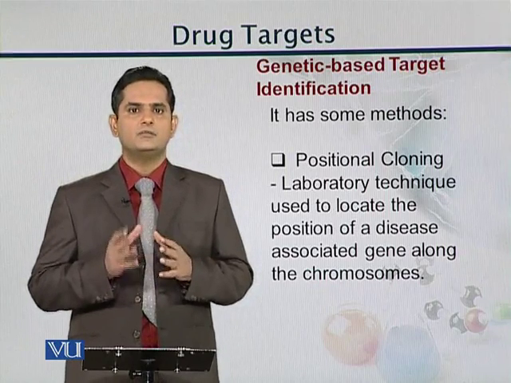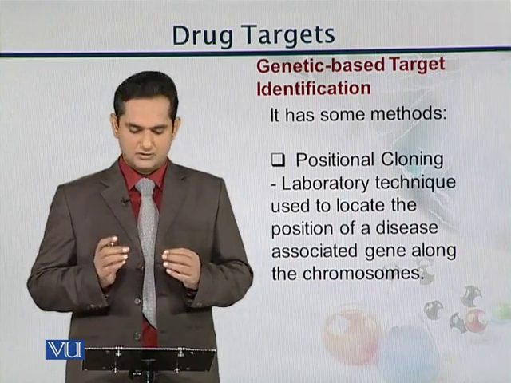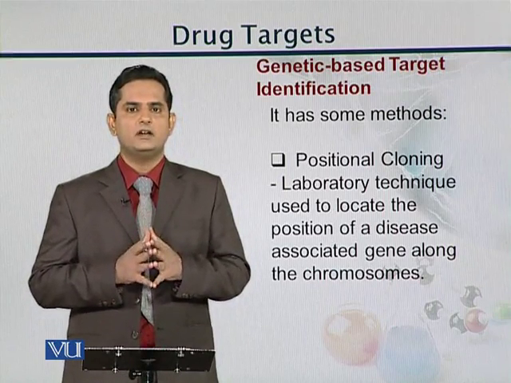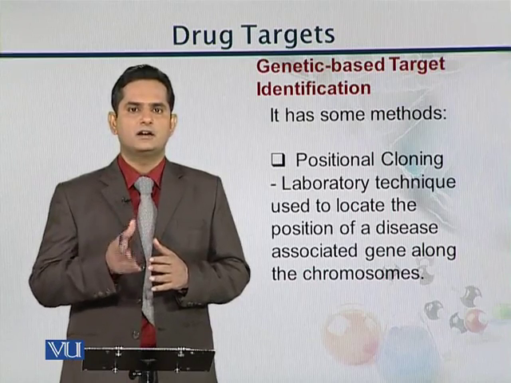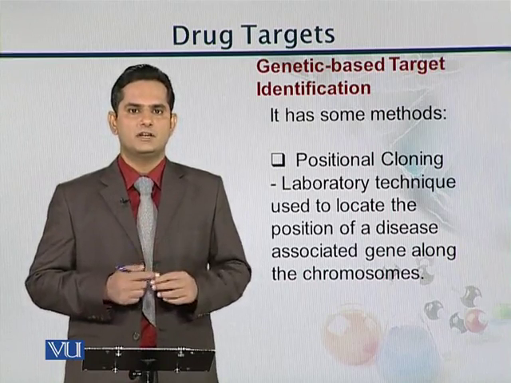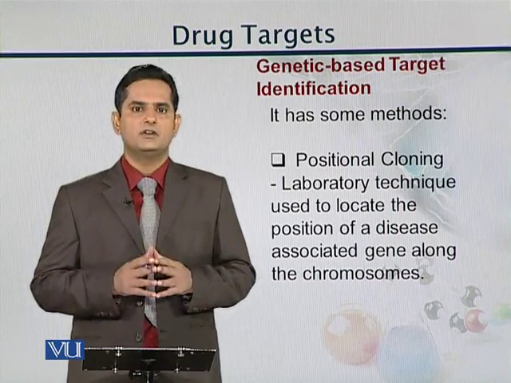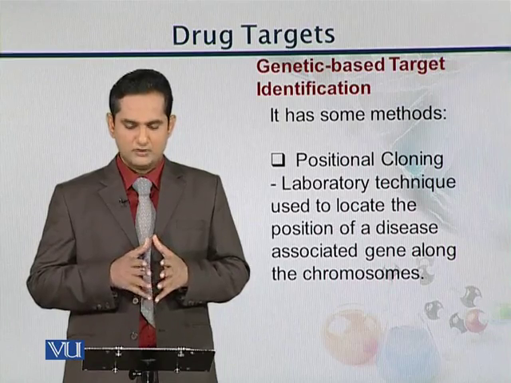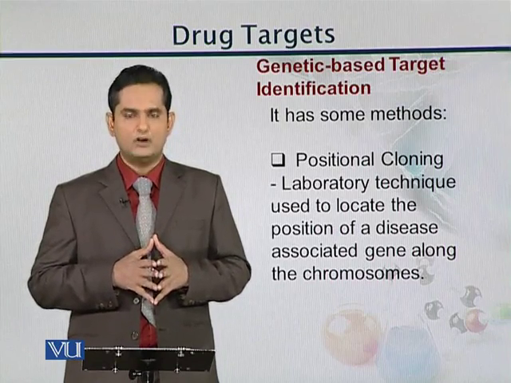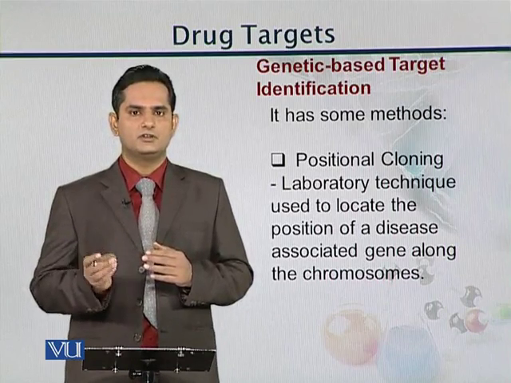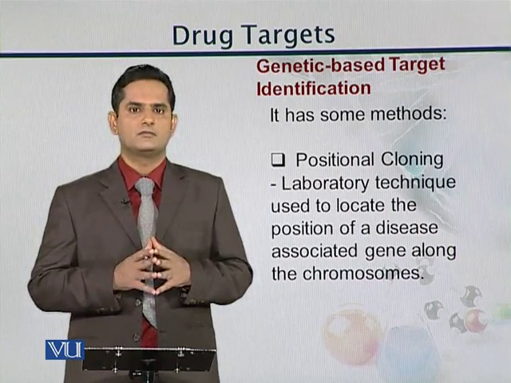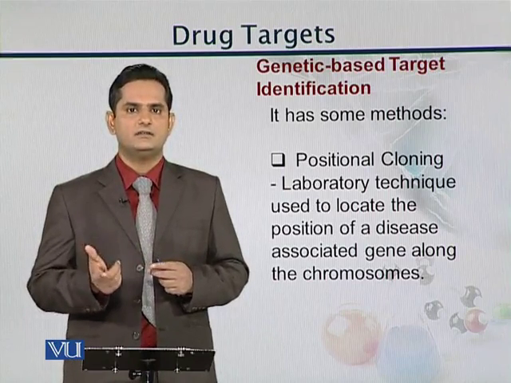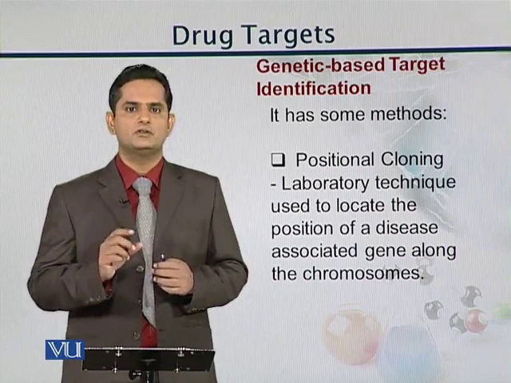Then we have genetic-based target identification. In this genetic-based target identification, we want to identify the behavior of genes during target discovery. There are two major concepts which are part of this technique. Number one is positional cloning. Positional cloning is basically a laboratory technique which is used to find out the position of disease-associated genes on a chromosome. So what are those genes which are responsible for a disease, and we want to find out the position of those genes.